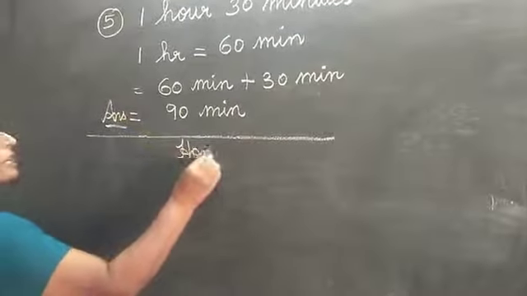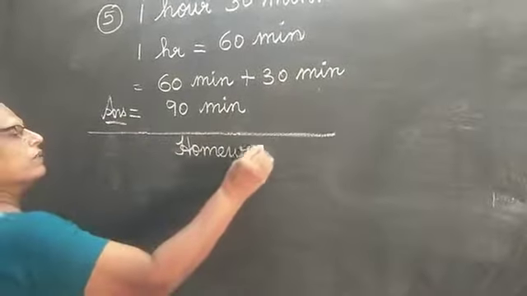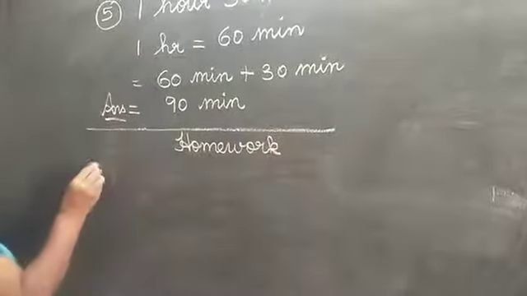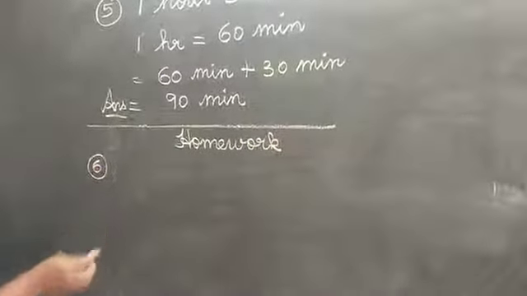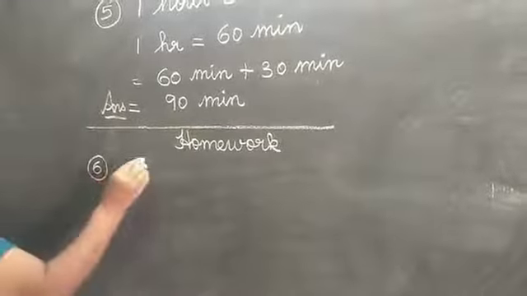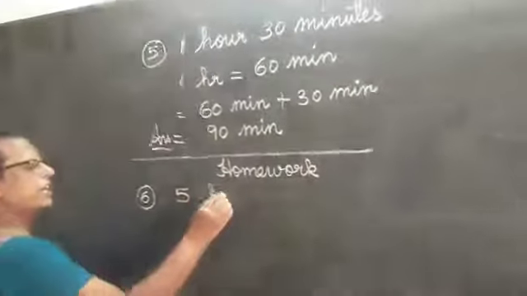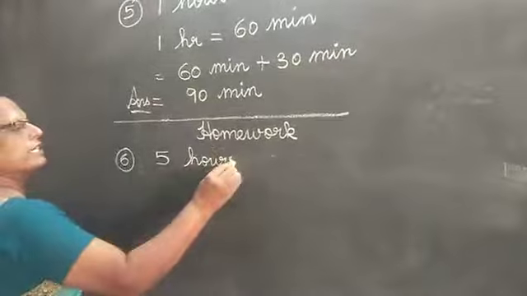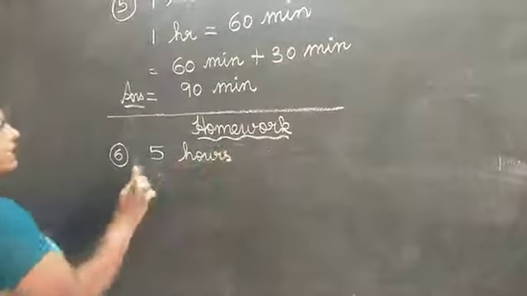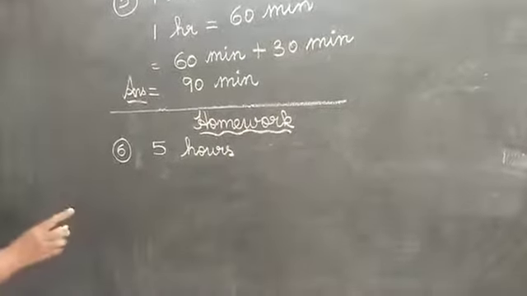Okay, now what I do, only one sum I will give for homework, because many are not sending me. Homework I will give, the 6th sum. Continuously you can do. What sum I am going to give? Only 5 hours. Very easy sum. 5 hours. Isn't it, children? Only one sum I am giving for homework.